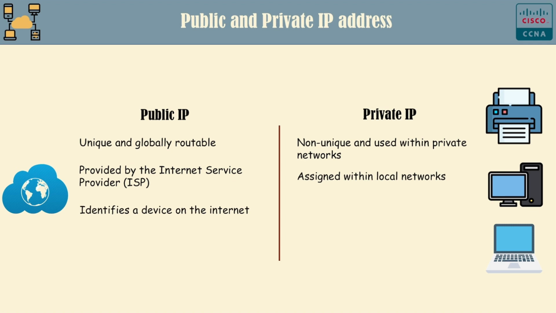Public IP identifies a device on the Internet. A public IP address is used to identify a specific device or network on the Internet. While private IP identifies a device within a local network, a private IP address is used to identify a device within a specific local network.